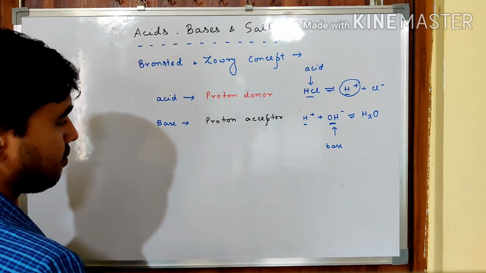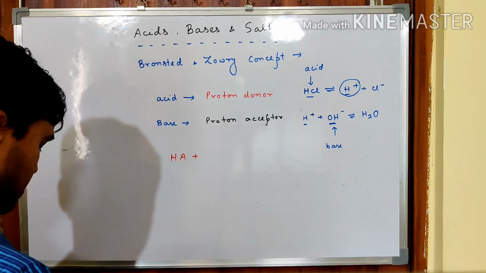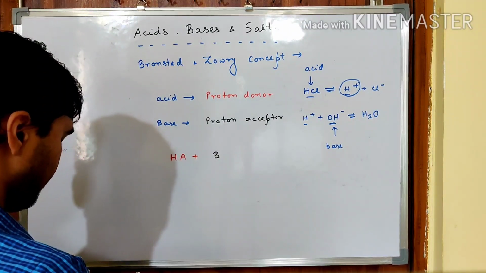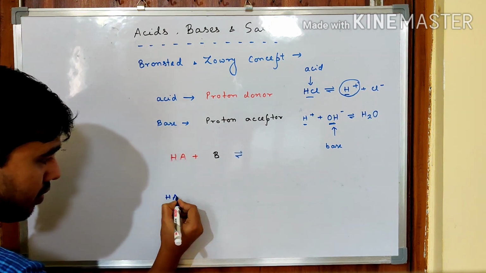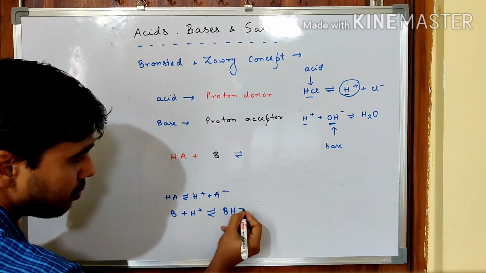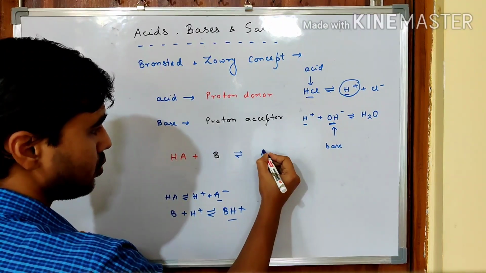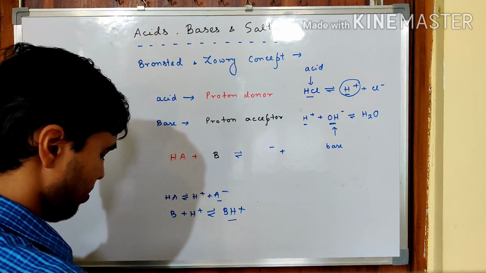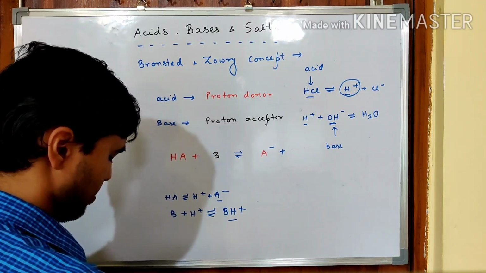Now I will just draw one thing. Suppose I take HA plus B. Now it will be dissociated as, let us chalk it out. We know that HA will be giving rise to H plus plus A minus, and the B will combine with H plus to give rise to BH plus, right? So let us write it down. So it is giving rise to A minus and BH plus. I should write A minus in red because it is coming out of red only.